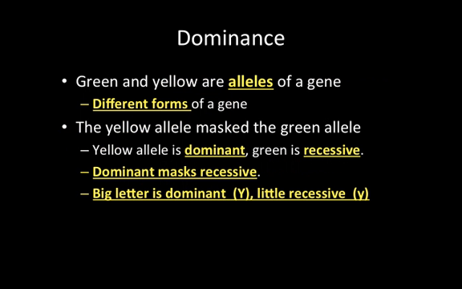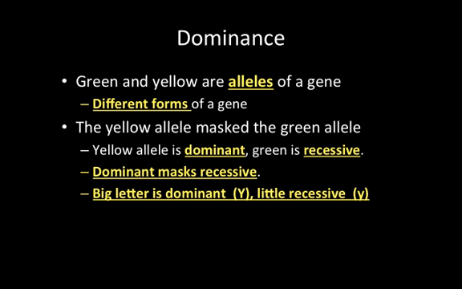So green and yellow are alleles of a gene. They're just different forms, just like eye color, hair color, height, or the ability to roll your tongue, all right? What he noticed is that if an organism had both one yellow and one green allele, remember, each organism has 2 genes for this, the yellow masked the green. It wasn't some combination; the yellow gene masked the green gene. That means yellow is a dominant trait and green is a recessive trait.